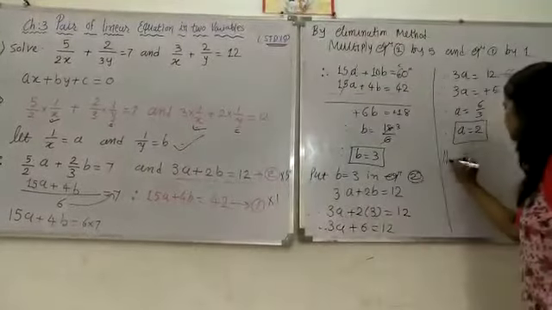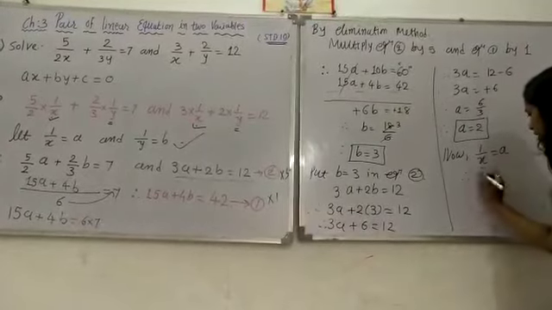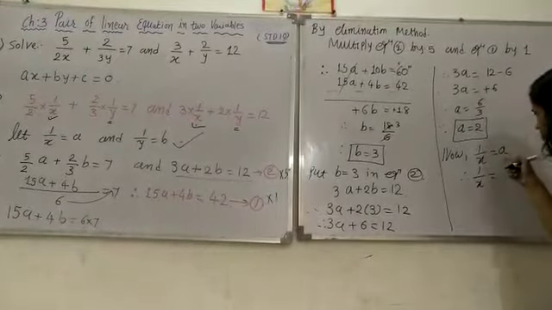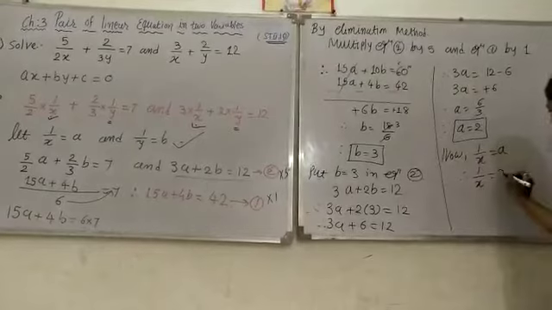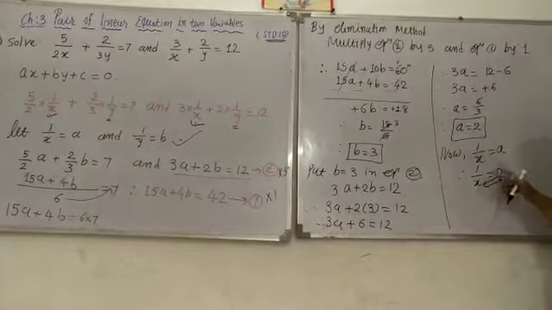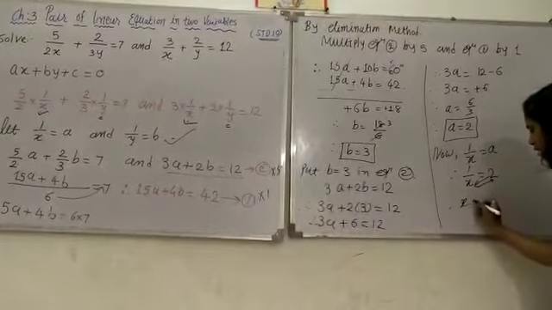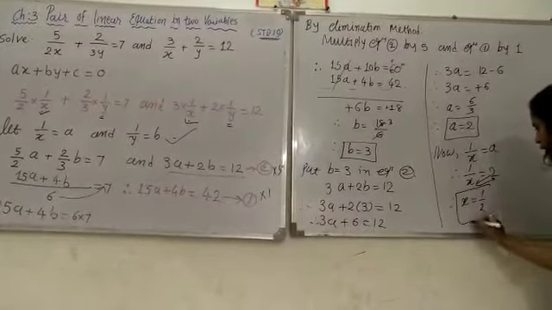So now 1 upon x is equal to a. Therefore 1 upon x is equal to, what is the value of a? 2. So change 2 here and x here, because in division it becomes a multiplication, and in multiplication it becomes a division. So x is equal to 1 upon 2.